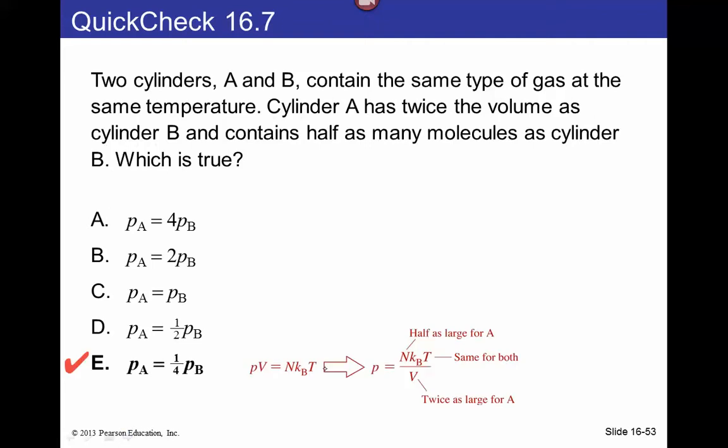And then again, we use the ideal gas law to solve this. We have PV is equal to NkT. We can use either one of the forms. So we write the pressure as NkT divided by V. And now we say this is half as large for A. And this is the same for both. And this is twice as large. So therefore, PA is equal to 1/4 PB.